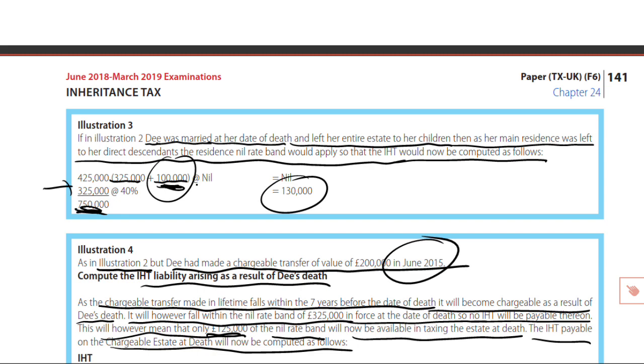It's a very likely area, either within section A in terms of a specific objective testing question involving the residence nil rate band, or probably as part of a section B question, where we're most likely to find the exercises in relation to IHT. So check through all of that, and make sure you're comfortable with it before rejoining us for our next session together.